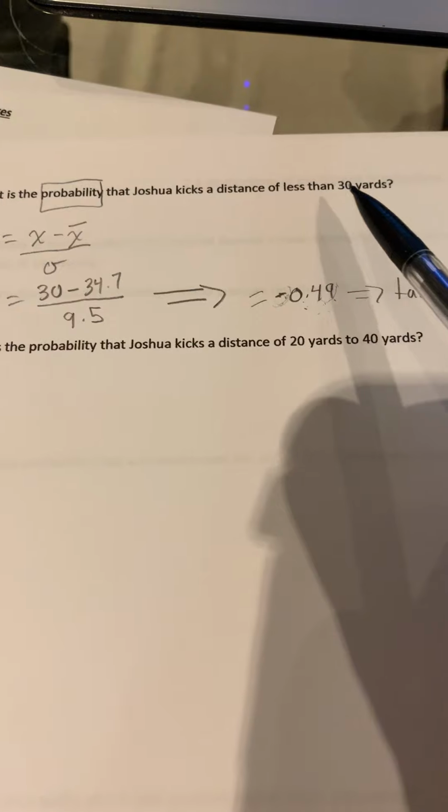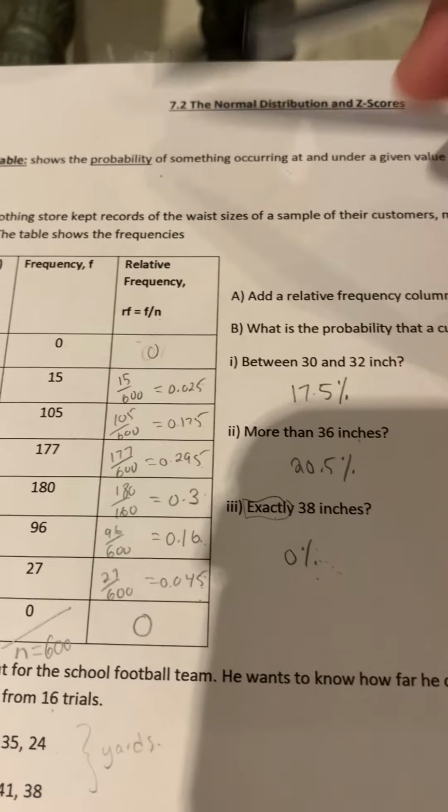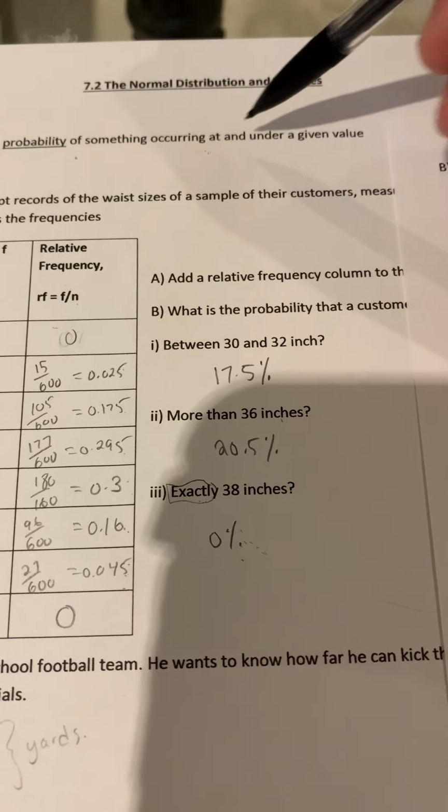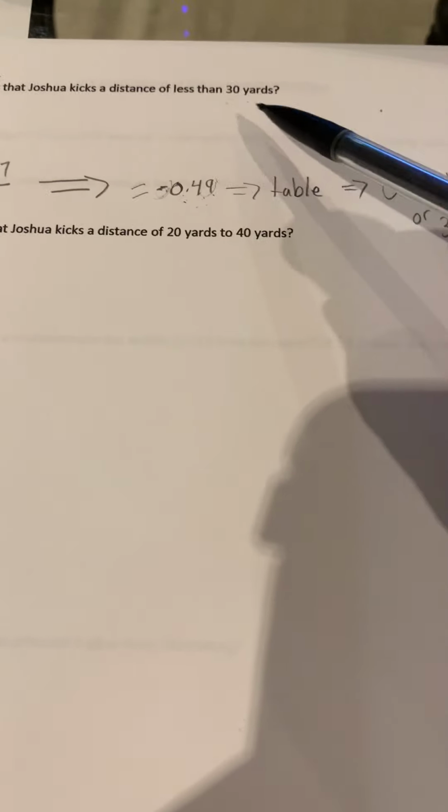Okay, so the probability of Josh kicking a distance of less than 30 yards is, I should have put 30 yards or less. Messed up the question. It should be 30 yards or less. Would be 31.21%. Okay, so again, going back to the Z-score table, it's the probability occurring at that value and under. So at and under a given value. So what we just calculated here was 30 yards and less. So this is the probability of 30 yards or less.